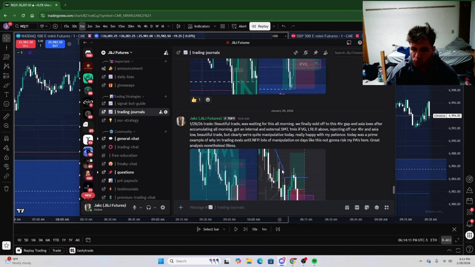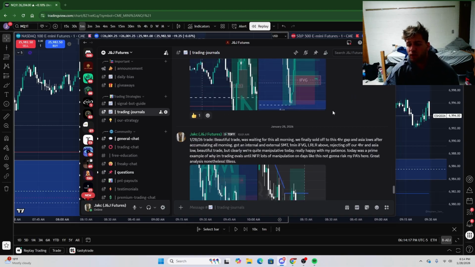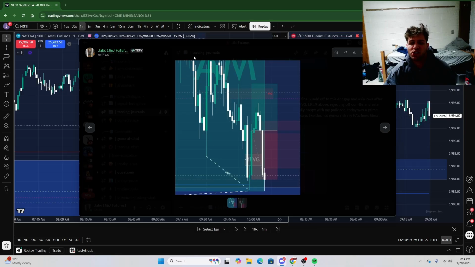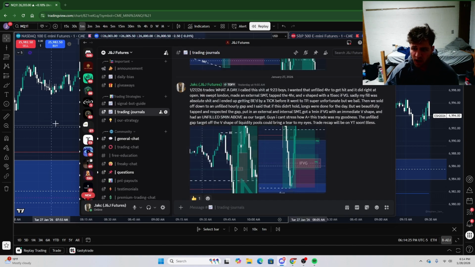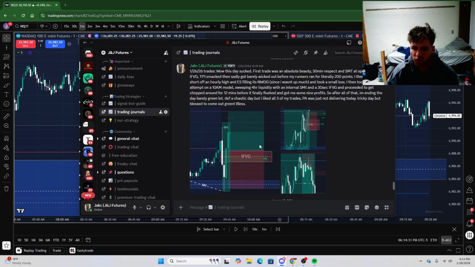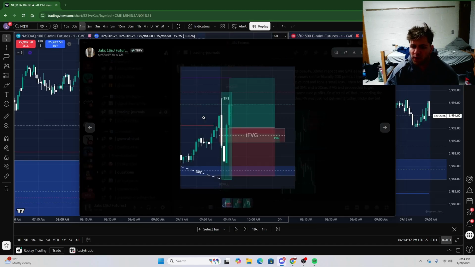If you go through, like today, with my L on eval today, I was waiting for this all morning. We finally sold off to a 4-hour gap. I didn't take a single trade in all this chop until we finally hit my 4-hour gap. The day before, funny enough, I wanted that 4-hour to get hit, and it did right at open. I probably shouldn't even use this one because I'm about to show you. This day sucked. This is the choppy break-even one. Look at this. 30-minute respect and SMT at open. This is exactly the trade that I wanted.